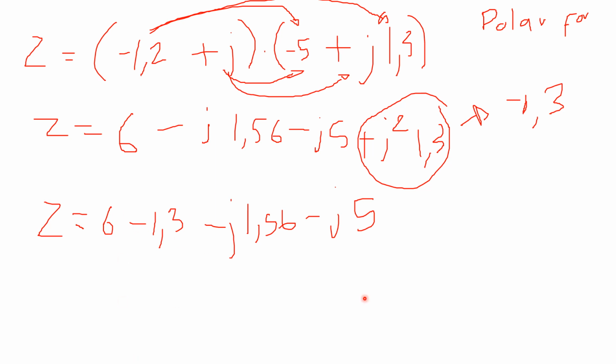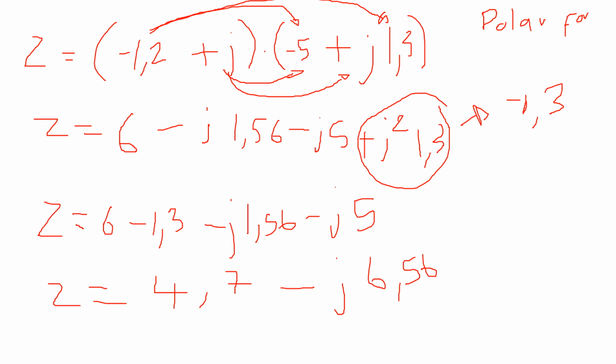Okay. So now we have grouped our like terms. That means we have the real part and the imaginary part. We can just add the real part with the real part and the imaginary part with the imaginary part. So it's going to be 6 minus 1.3, which gives the answer of 4.7. And then for this one, because it's minus and minus, that means we're going to add them. So it's going to be minus j6.56. Okay, I hope we are all following.